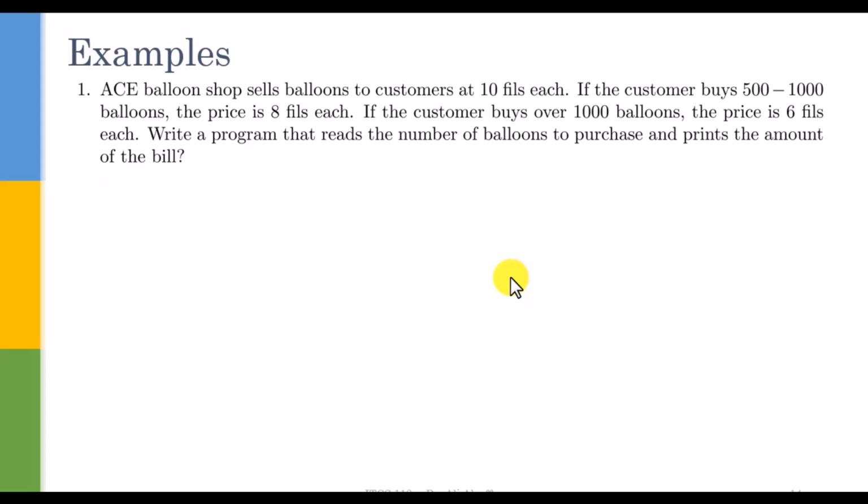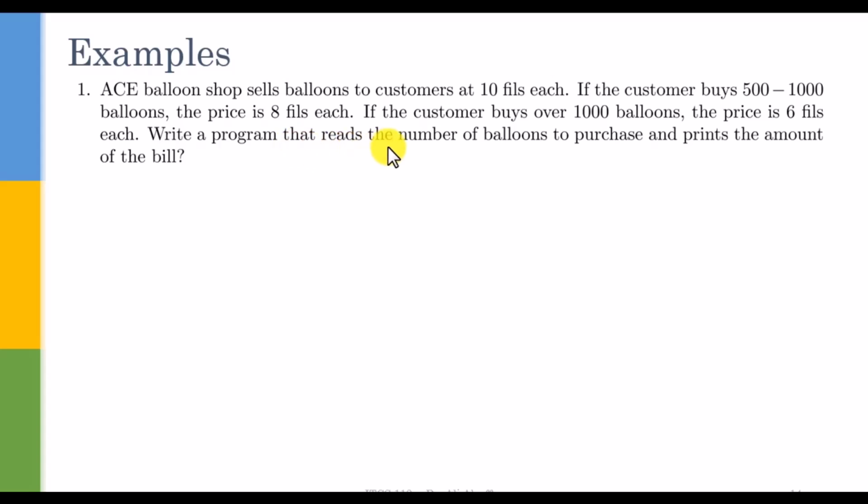Let us solve our first example on using nested if statements. In this example, we have a shop that sells balloons. It's called Ace, and each balloon costs 10 fils. If the customer buys 500 to 1000 balloons, then the price will go down to 8 fils. If the customer buys over 1000 balloons, then the price also will go down and each will cost 6 fils.